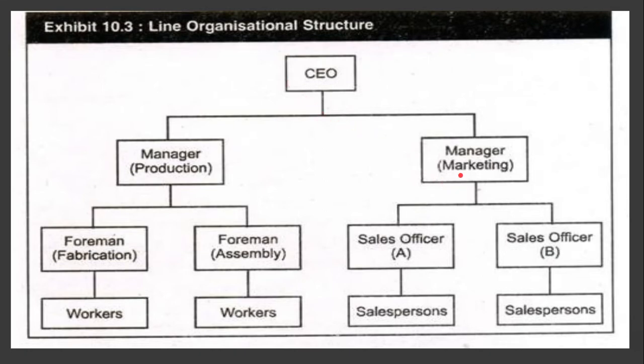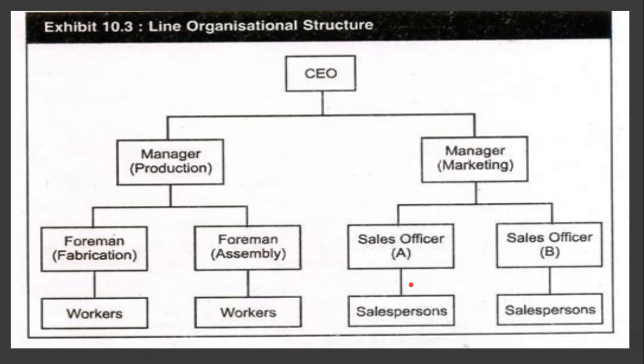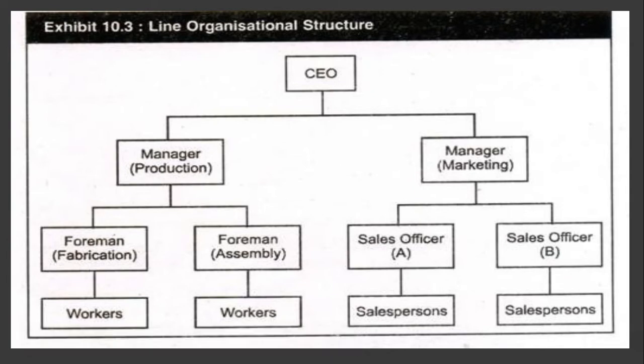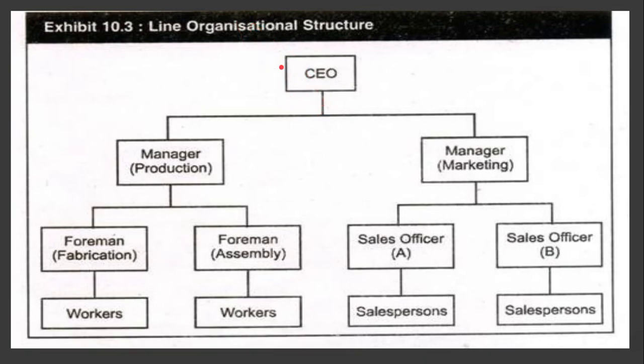Even in the marketing department, sales officers are there, product-wise A, B, and under the sales officer, salespersons are appointed. So this is an example of line type of organization structure, where the authority flows from top to bottom in a direct straightforward line, no specialization, no other specialized departments are available, and the maximum power is centralized in the hands of the top level.